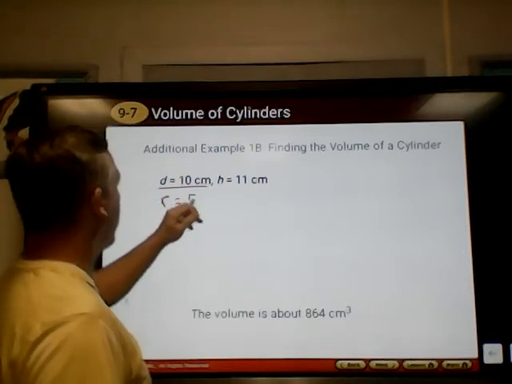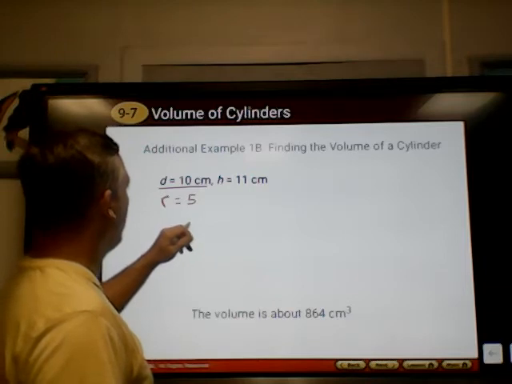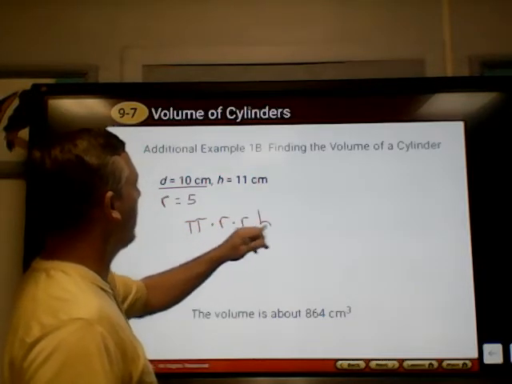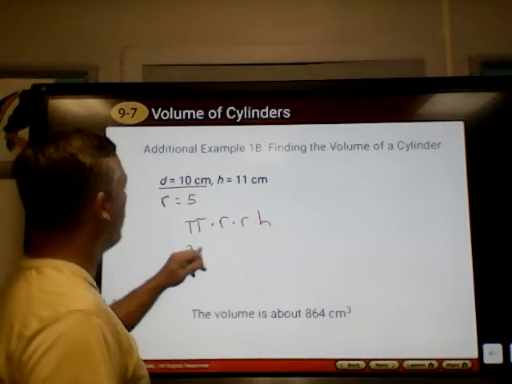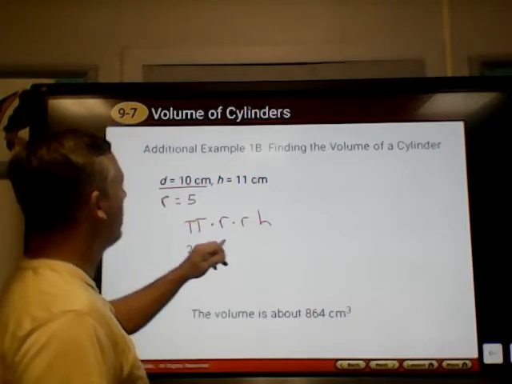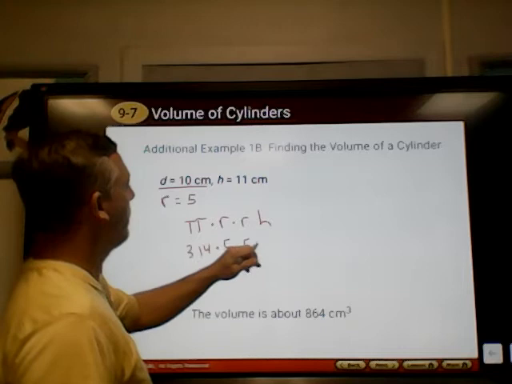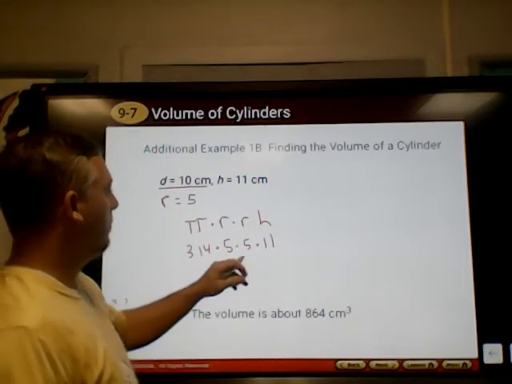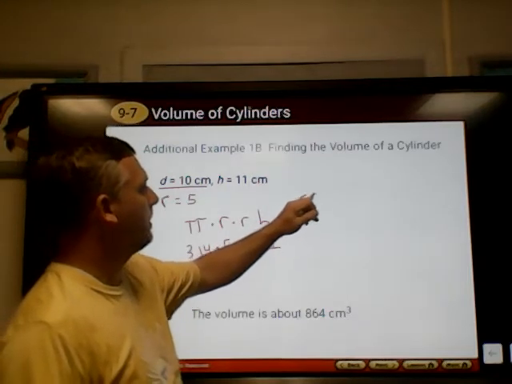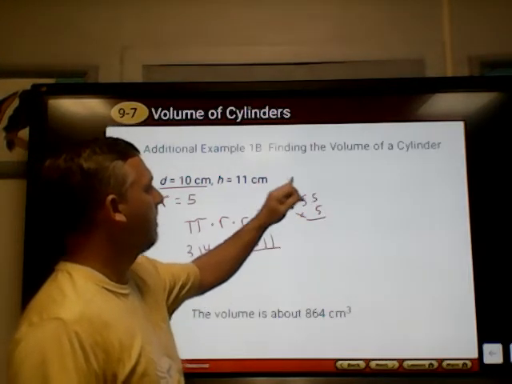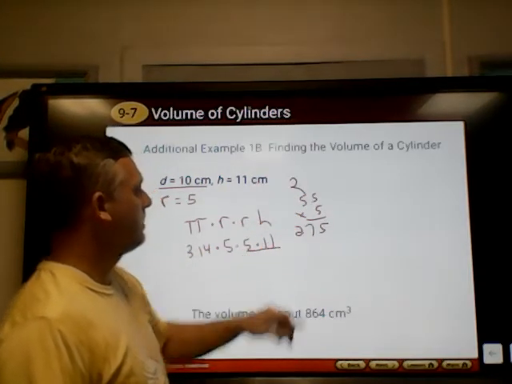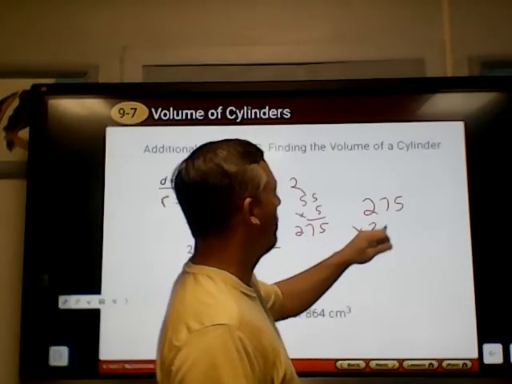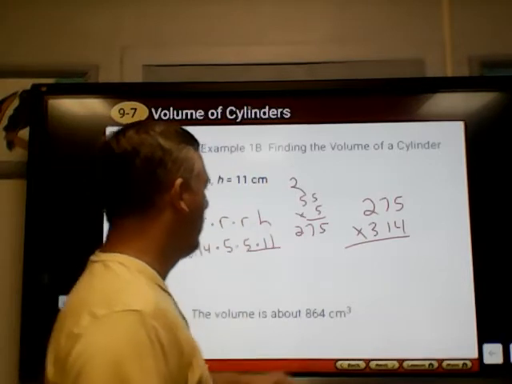Now, if they give you diameter, you have to find the radius, remember. So the radius is always half, so it's 5. So now we know the formula is pi times radius times radius times height. So we know 3.14 times, now the radius is 5 times 5, and the height's 11. Does it really matter which order you multiply it? 5 times 11, we know it's 55. We times it by 5, we get 275. And so now we take 275 and we'll times it by pi, 3.14.